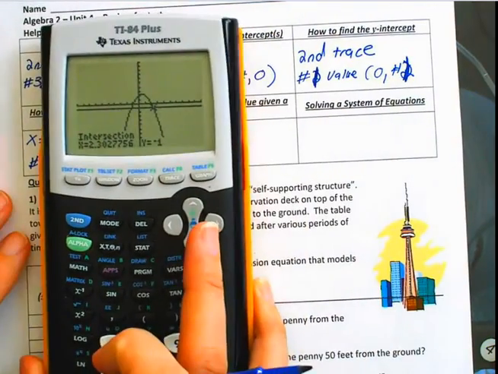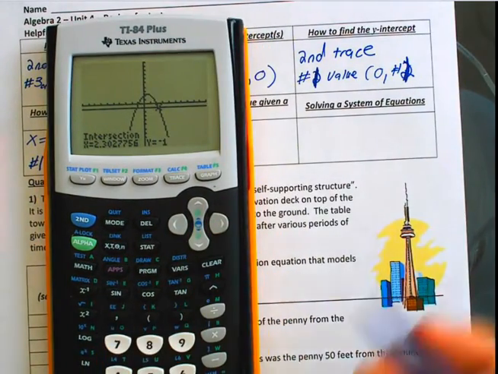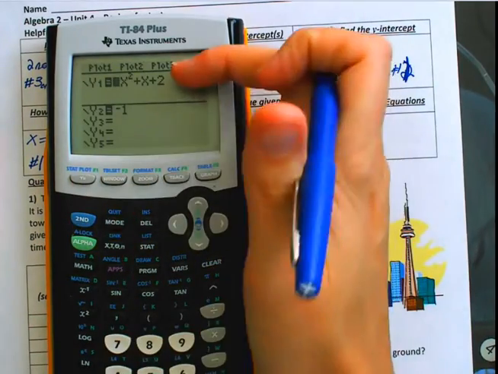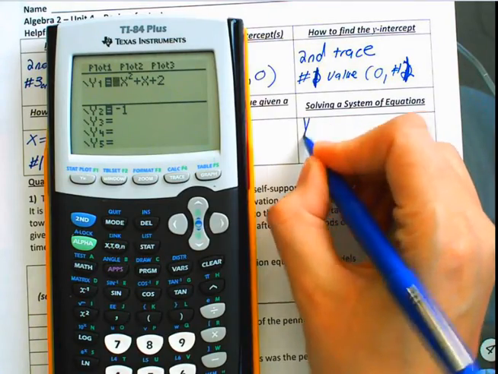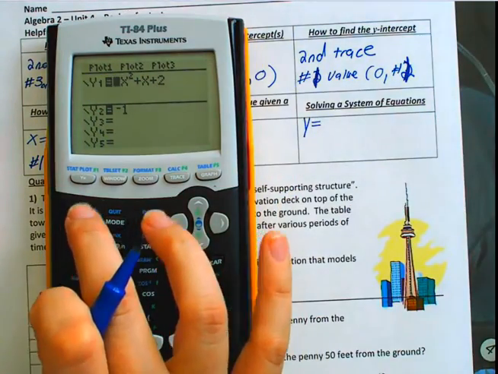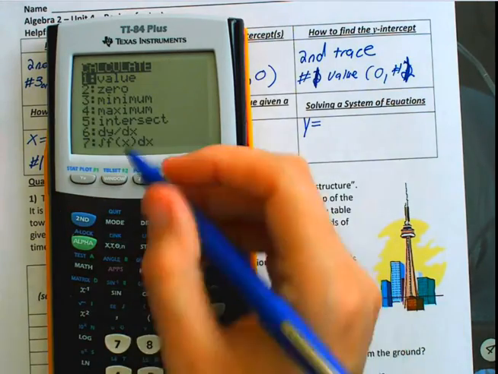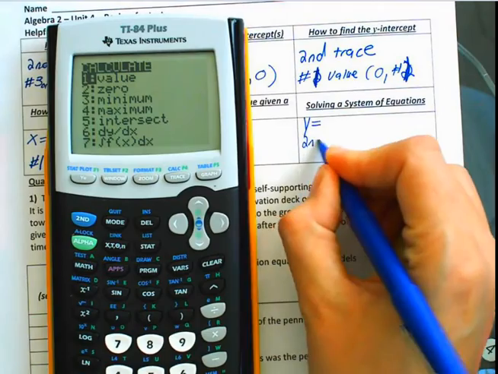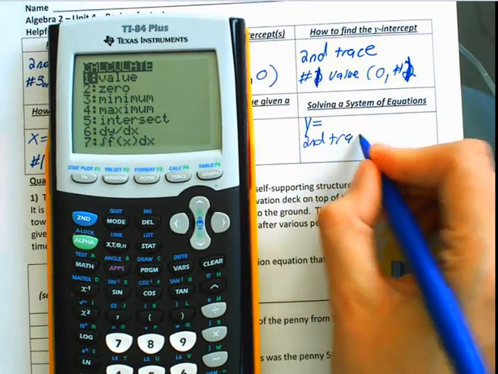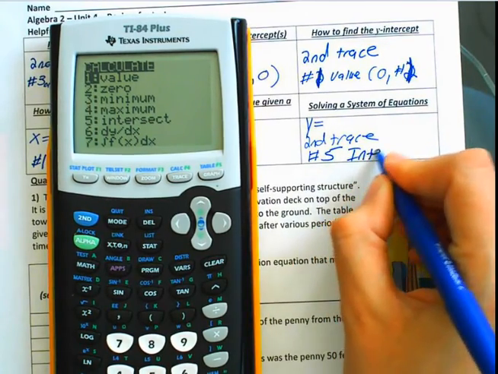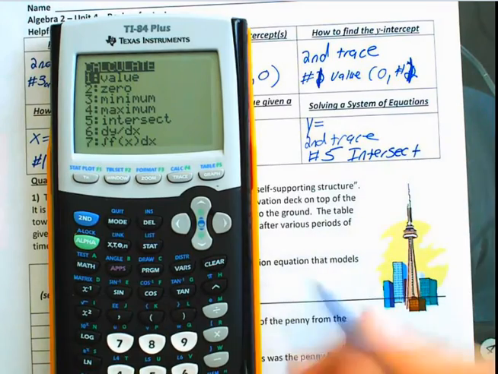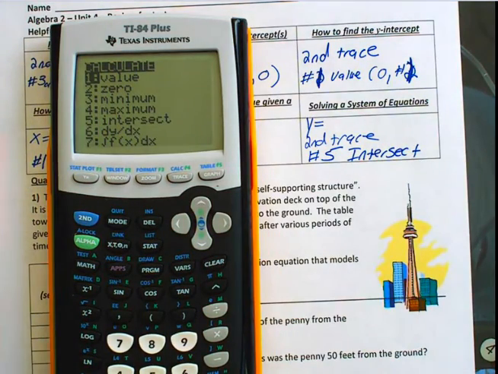All right, and then the last one, solving a system of equations. Solving a system of equations, you're going to put both equations into y equals. Okay, so both equations into y equals. And then you're going to do second calc, and you're going to do number 5, which is the intersection. And remember, you need to do the intersection for however many times those 2 graphs intersect. So you may be doing it once, you may be doing twice, you may be doing it 3 times. So that's for systems of equations.